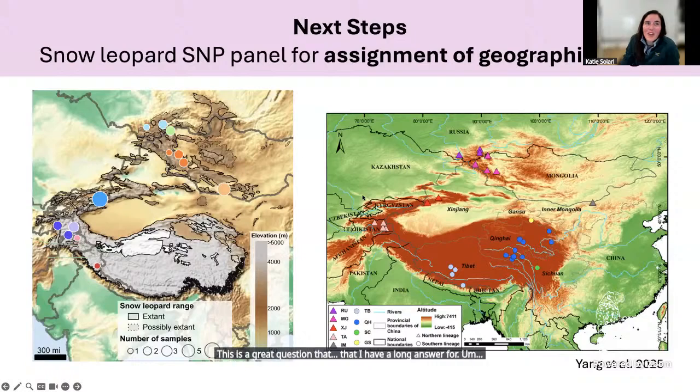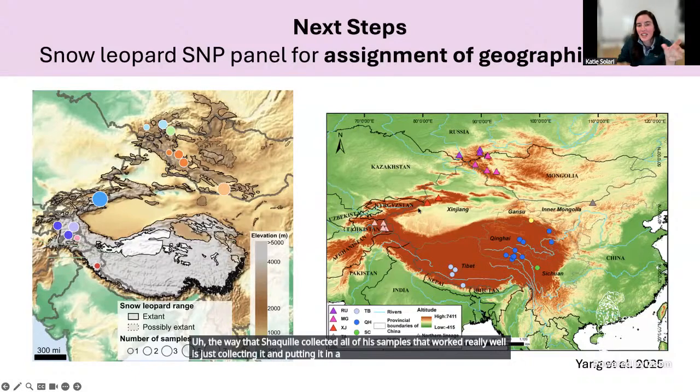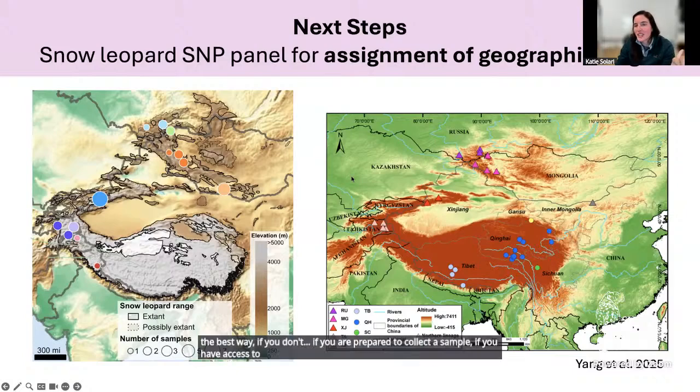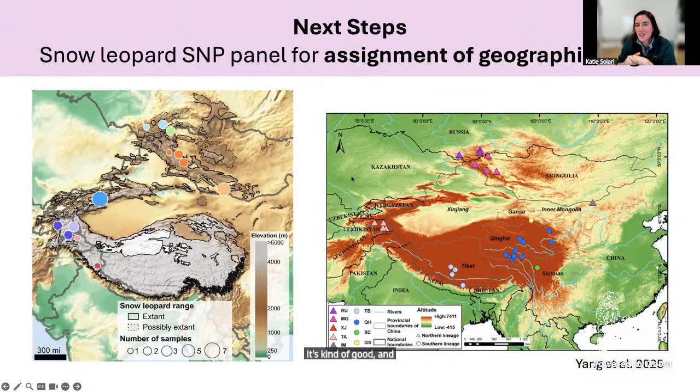Fecal samples, we've been collecting in multiple different ways. The way that Shaquille collected all of his samples that worked really well is just collecting it, putting it in a tube with silica beads, and drying it out, basically. The best way, if you aren't prepared to collect a sample and you have access to a freezer, is to put it in a bag, label it and throw it in the freezer and deal with it later. If you can get it into a freezer, then it's good and you can figure out what to do with it later.